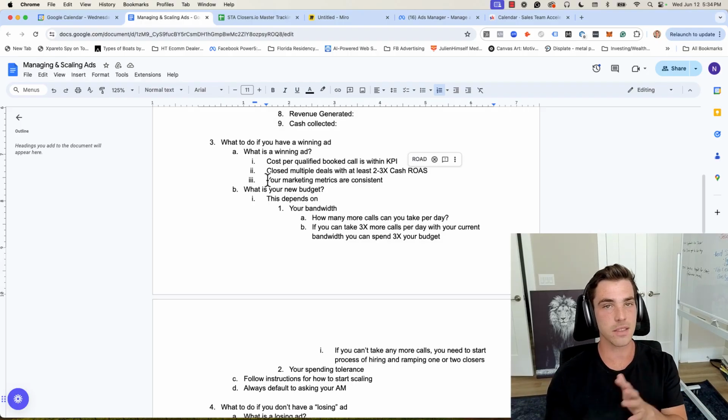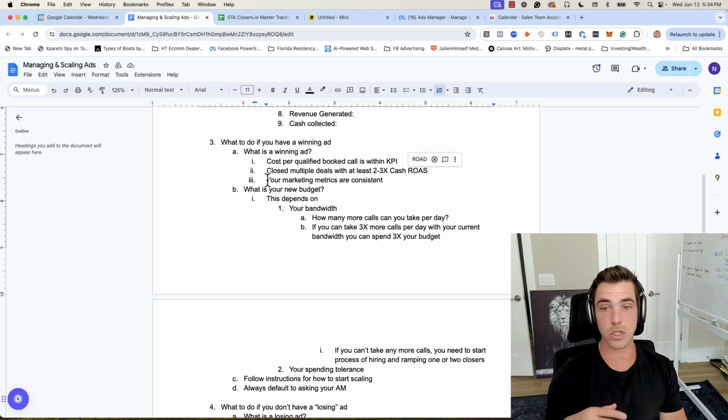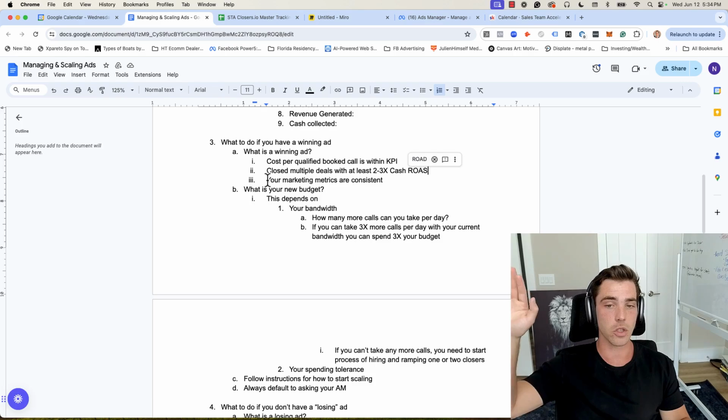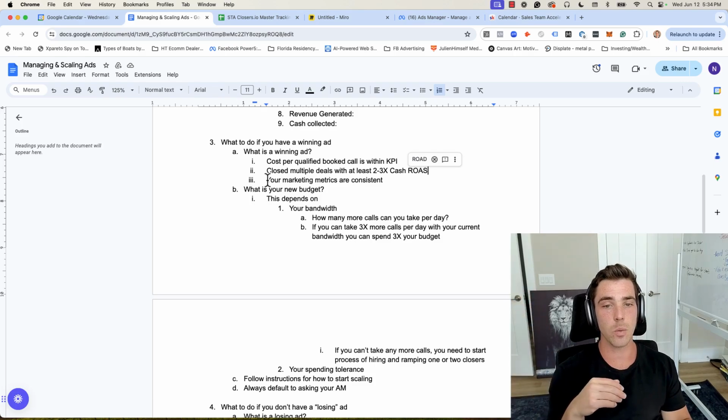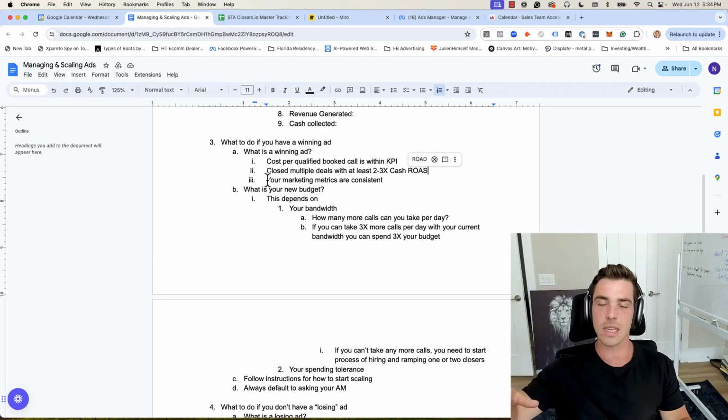One last thing to keep in mind is you want to make sure that your marketing metrics are generally consistent, right? So if you have a good cost per booked call the first 3 days of a campaign and you happen to close 2 deals, and then your marketing metrics all of a sudden start inflating out of control, then we don't really want to scale that ad spend if those leading indicator metrics don't stay relatively consistent.